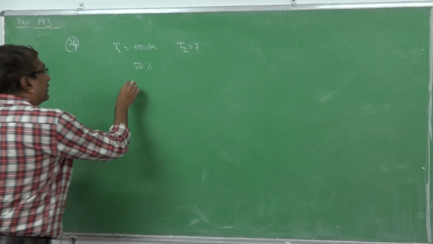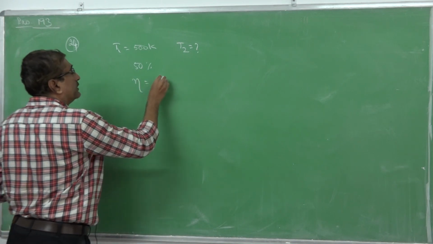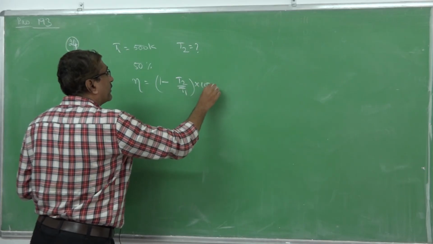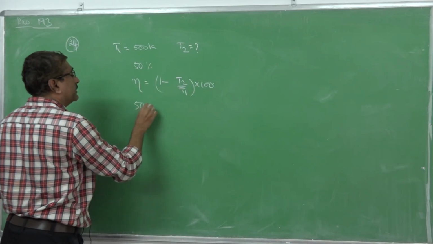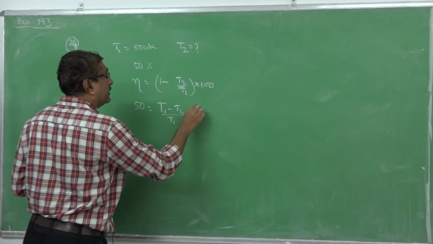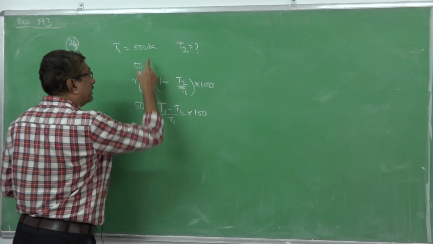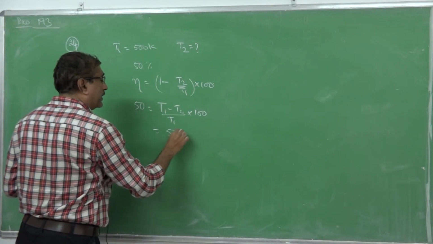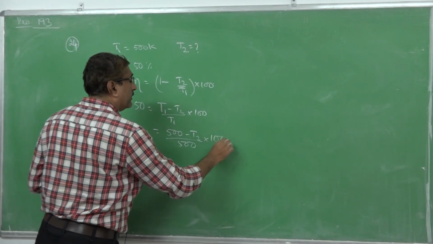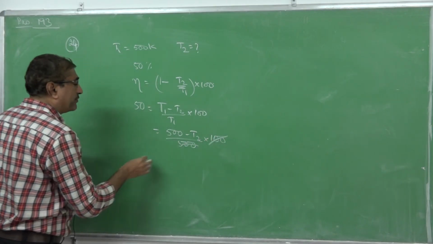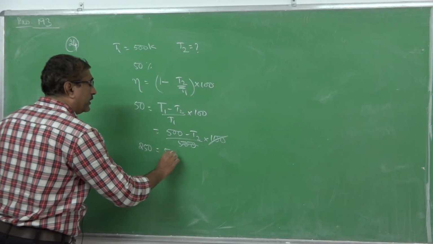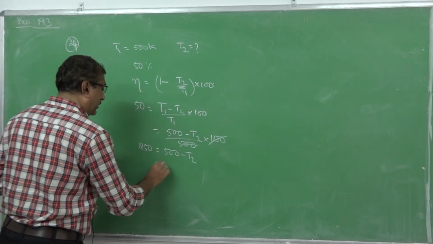So we have this formula, efficiency is equal to 1 minus T2 by T1 into 100. Given this is 50%, or we can write T1 minus T2 by T1 into 100. Given T1 is 500, so 500 minus T2 by 500 into 100. So you can cancel out this. So 5 into 50, 250 is equal to 500 minus T2, which implies T2 is equal to 250.